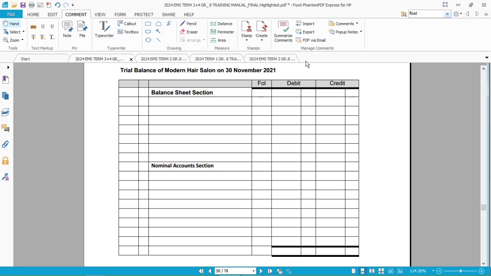Then I've got a debit column, I've got a credit column. So once I've entered all my amounts in this balance sheet and nominal account section, they should give me a total on my debit side and a total on my credit side, and these totals should be equal. And if they're equal, that means my trial balance balances and everything is a-okay.